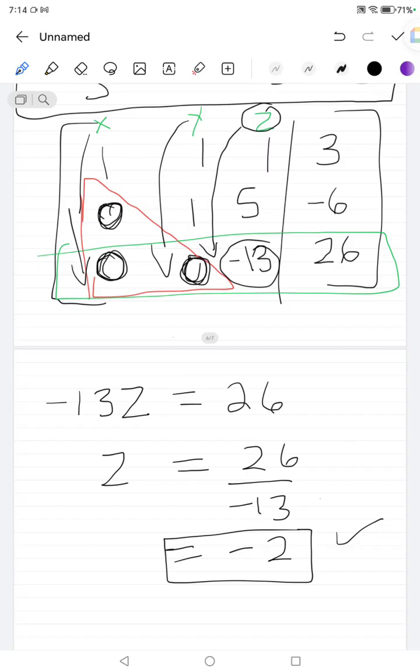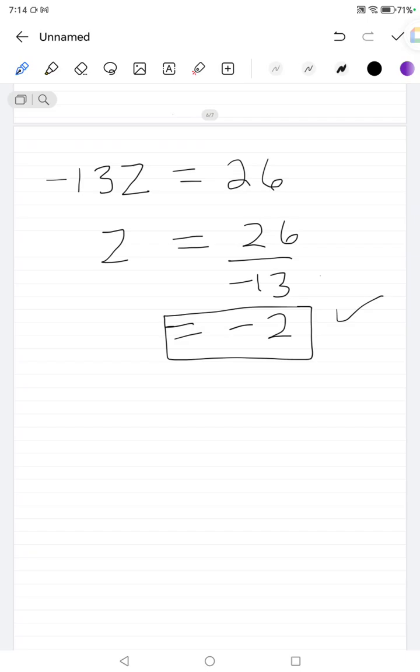Then on the second row, what do we have? We have the y. The y plus 5z. As you can see, you're going to have your y plus your 5z is equal to what? What is that?